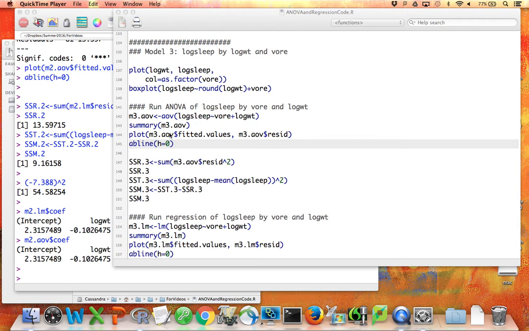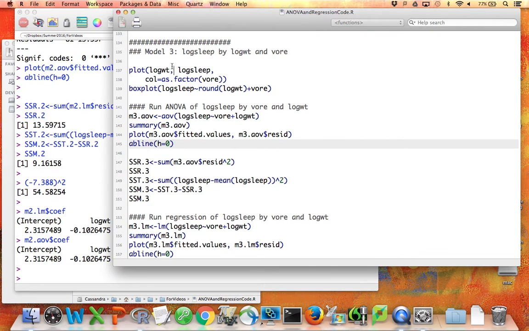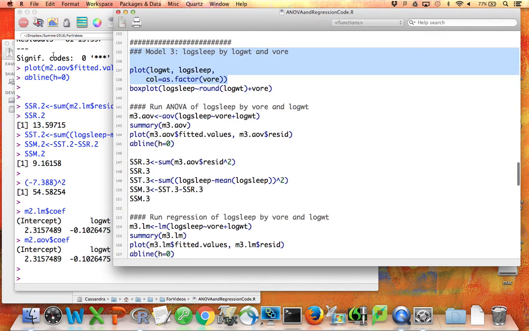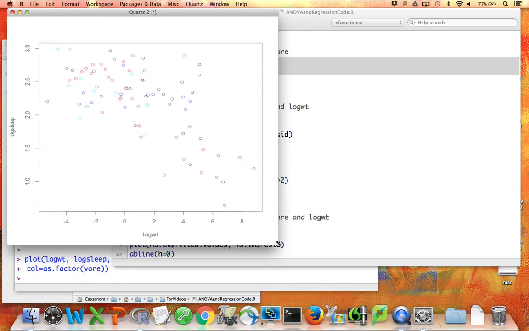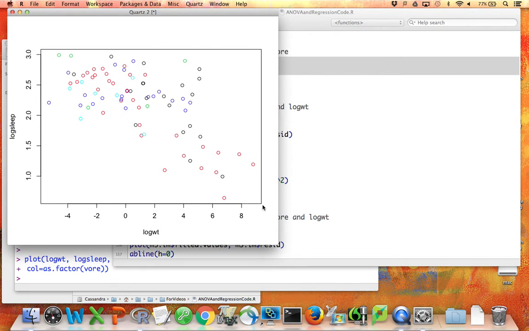The next model predicts log sleep based on both vor and log weight. First, we'll remake the graphic that we made initially. There's no legend here, but the idea is that we have log weight as a predictor on the x-axis, and the points are colored to represent different possible vors.